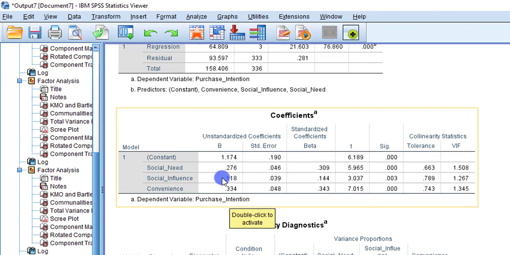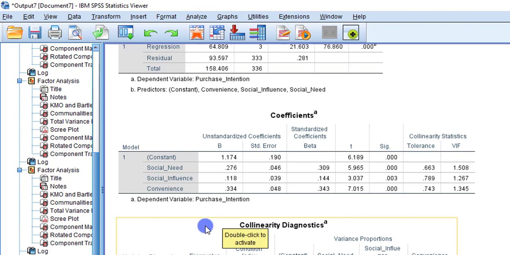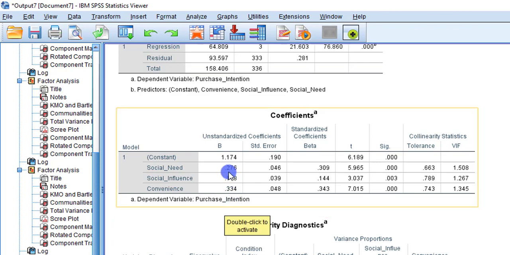Social influence has a positive and significant impact on purchase intention, and convenience also has a positive and insignificant impact on purchase intention. Based on the values, convenience is 0.334, which is greater than the others. So we can see that convenience has the highest impact on purchase intention.